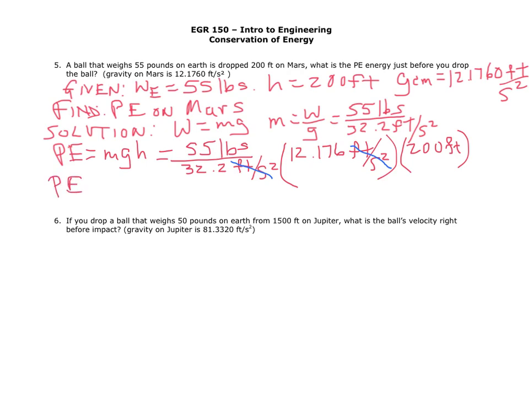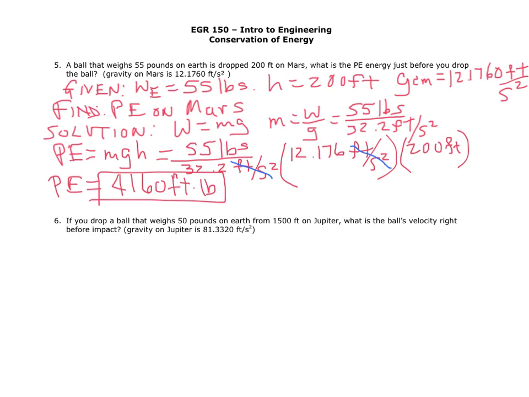The potential energy then is going to equal 55 divided by 32.2 times 12.176 times 200. And when you calculate that out, you should get 4,160 foot-pounds, which I will box.